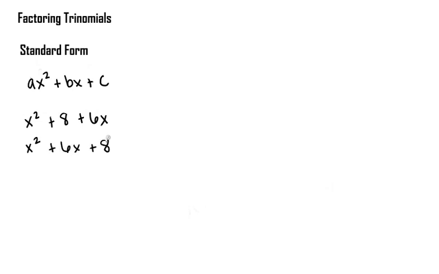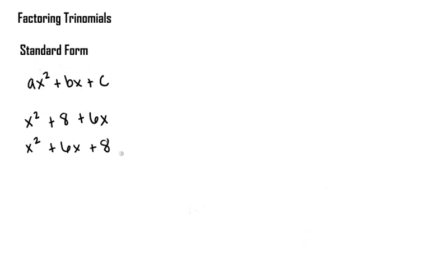In the first two videos, I stated that the standard form of a trinomial is ax squared plus bx plus c. This is important because before you can factor a trinomial, it has to be in standard form. So given the example, x squared plus 8 plus 6x, hopefully you will notice this is not in standard form. All we have to do, however, is rearrange our terms and write x squared plus 6x plus 8. And we can do that by the commutative property of addition.